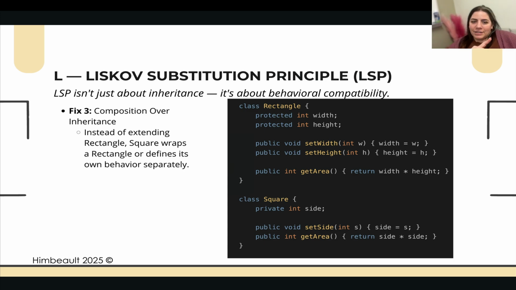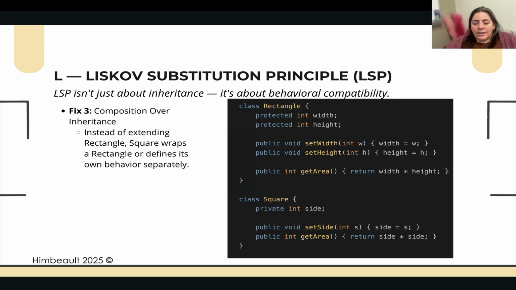Instead of extending rectangle, so rather than having a superclass that binds these two, rectangle and square are separate, right? Square wraps a rectangle, or it will just define its own behavior completely separately. We recognize that in code, it actually doesn't make sense for us to do an inheritance relationship here. So either we keep them totally separate from each other, or we have a square that internally has a rectangle inside of it and handles it as a rectangle.